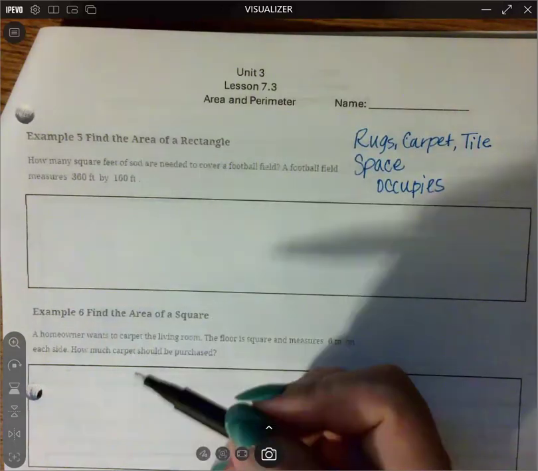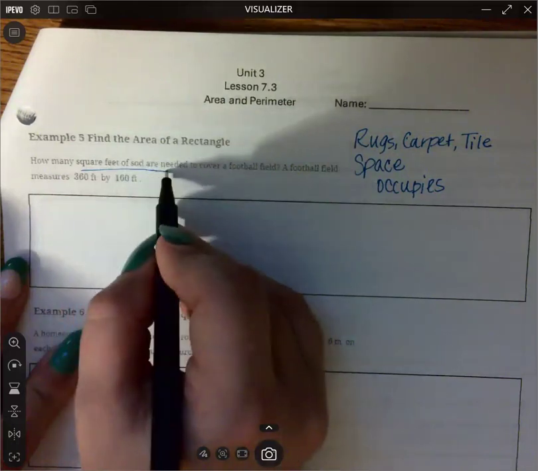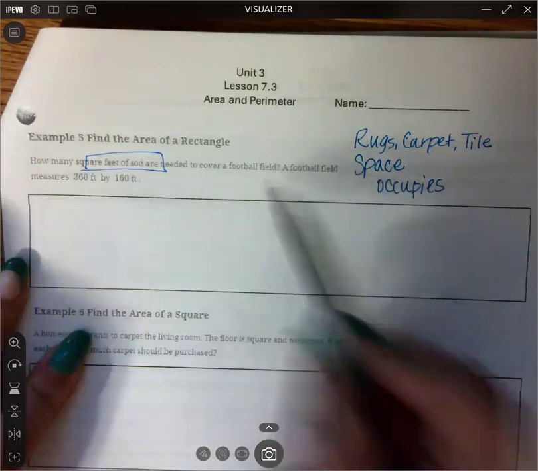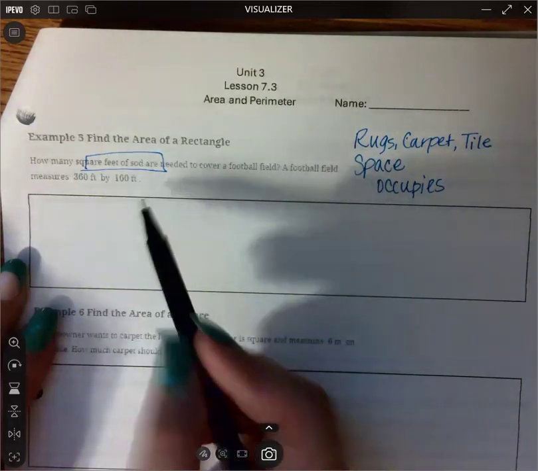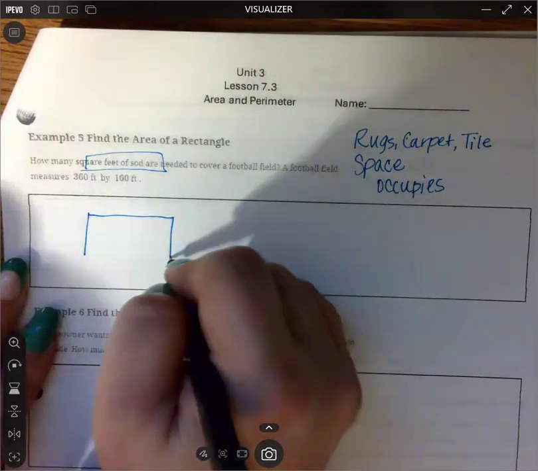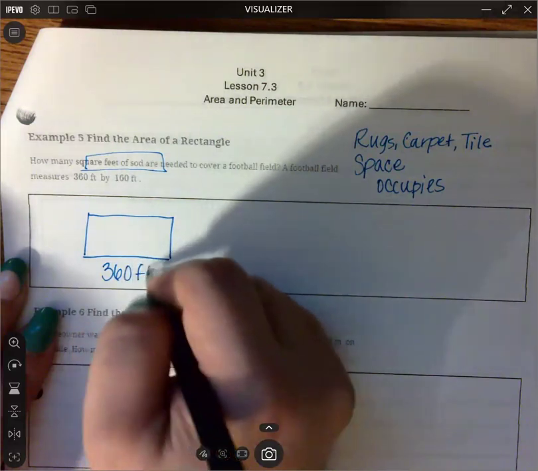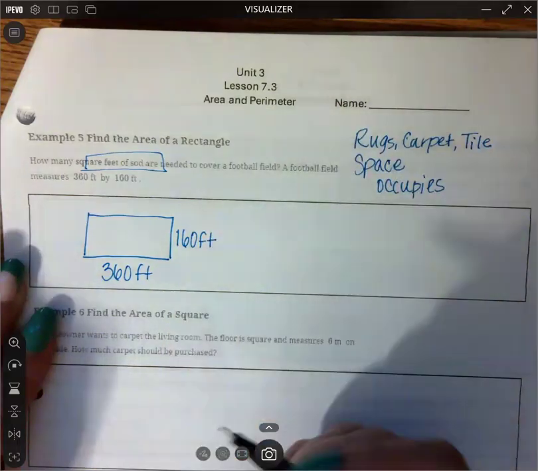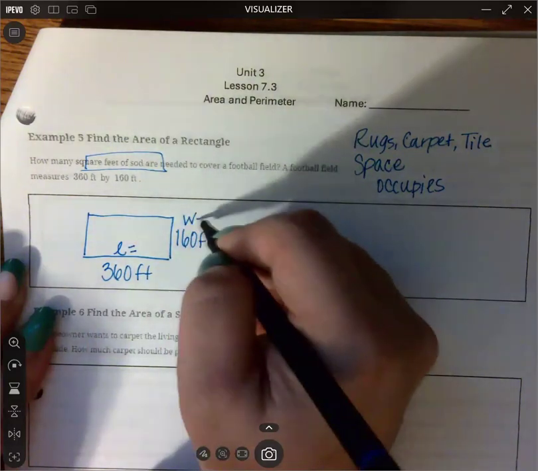So this question says, how many square feet of sod would be required to cover a football field? And then it tells us a football field measures 360 feet by 160 feet. Please get in the habit of drawing a picture with each problem so that you can see it as you get started. Again, this is the length and this is the width.